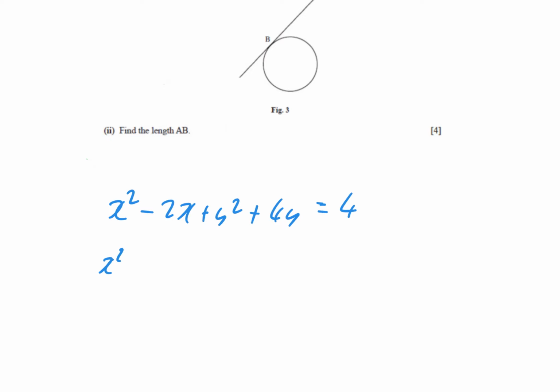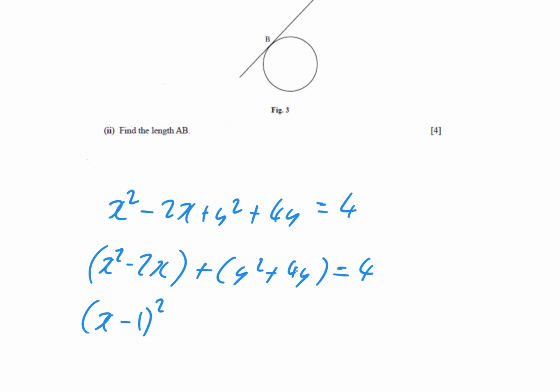So I'm going to write all my x squared terms together, group them, and then my y terms together and group them. And what I'm going to do is complete the square. If I complete the square in here, you half the coefficient of this, and that gives you minus 1. And then it becomes x minus 1 all squared. But if you do that out, you would have an extra minus 1 squared term, so you've got to put a minus 1 squared on the right hand side.